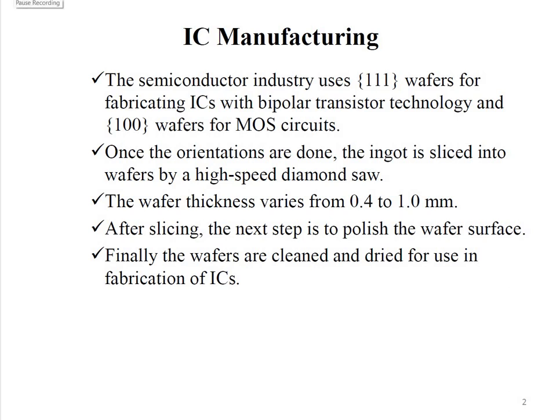The topic is about fabrication of semiconductor devices. In IC manufacturing, the semiconductor industry uses <111> wafers for fabricating ICs with bipolar transistor technology, and <100> wafers for MOS circuits. Once the orientations are done, the ingot is sliced into wafers by a high-speed diamond saw.